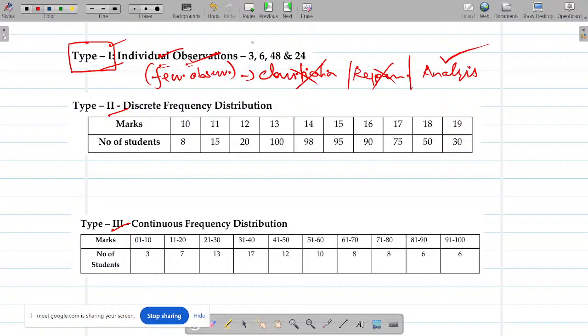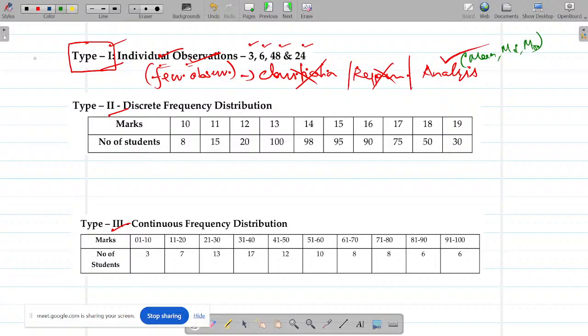So what are the values we have? 3, 6, 48, 24. Only 4 values. So you need not go for classifying. You need not go for representing. Directly you go for analyzing. Analyzing means what? We are going to find mean value, median value, mode value. Because we are preparing for our exams, we are going to find all the values, but in your exam, some code words will be given, and depending on that understanding, you have to find mean, median, mode, or whatever else. You cannot go and find everything. Shall I go for type 2 problem?